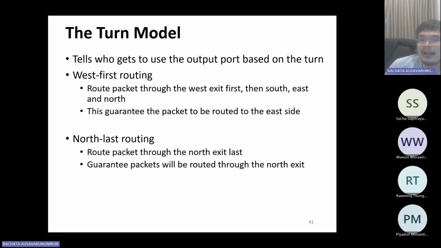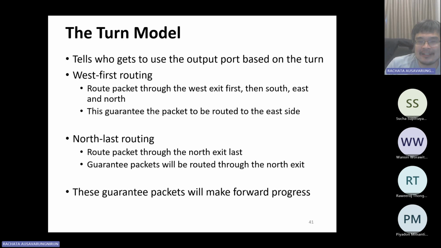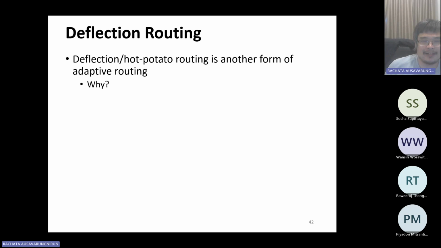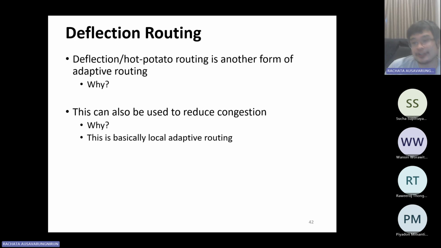You can do north last. Basically, route packet through the north exit last. It guarantees the packet will be routed to the north exit eventually, right? These guarantee that packet will make forward progress. Basically, there are many papers. Actually, there are many fundamental papers on the turn model, how to ensure there's no deadlock. Okay. There's also deflection routing. You saw it already. I deflect. I don't keep deflecting. It can be used to reduce congestion as well because it's kind of adapting to the path. If there's so many things going there, I deflect.